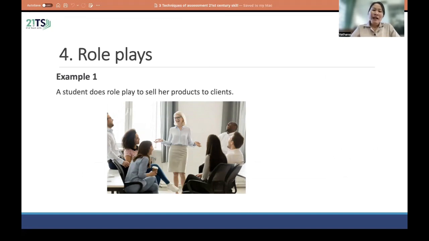You can start with a topic, for example an activity where you ask a student to role play selling their product to a client, because when they finish their university study they need to go into real-life work. In real-life work, if they are a business owner, they need experience. So you can use a role play or some activity that can benefit them to practice for real life.